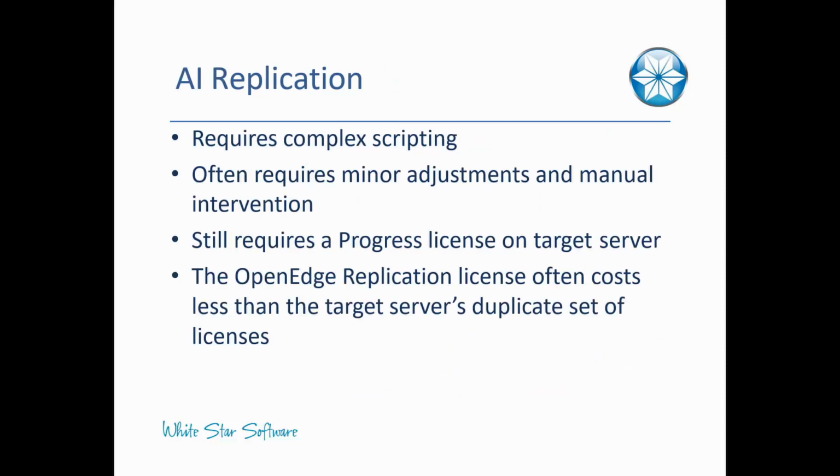So the problem with AI replication is that it requires a lot of complex scripting. There are always minor adjustments and manual intervention. If there's a problem with a transfer, you have to get in there and troubleshoot it. You still need a Progress license on the target server, and often it's more expensive than getting an OpenEdge replication license.